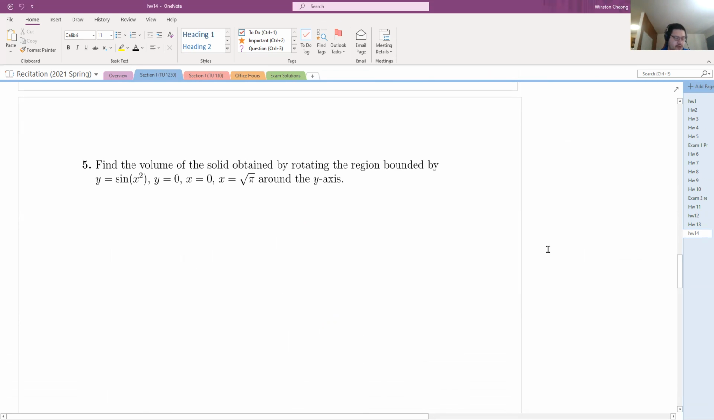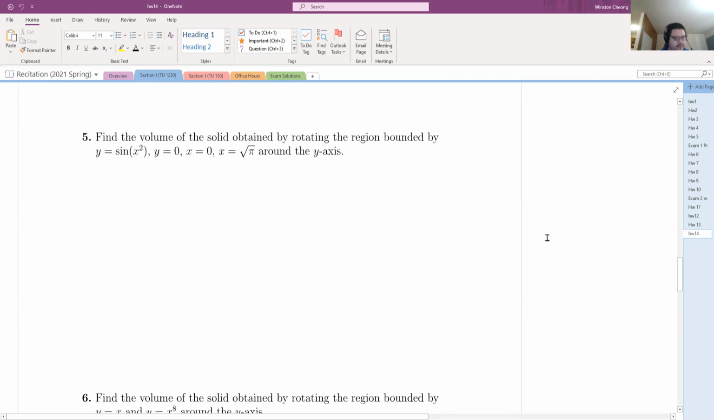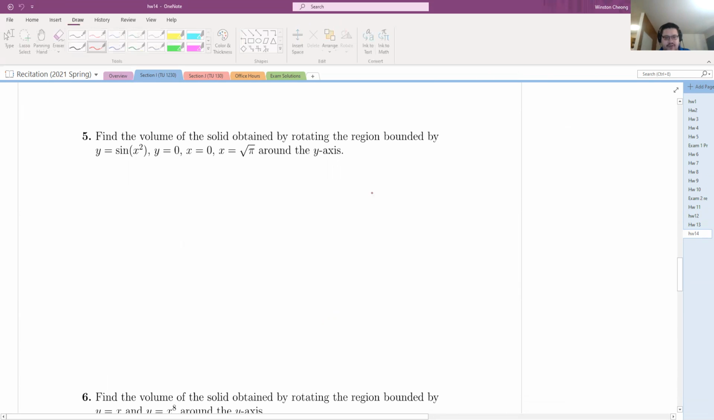No? All right. Okay, so number 5, we've got this function y is equal to sine of x squared, and these 3 lines, which should effectively bound the region we're thinking about. So let's go ahead and draw this thing and see what happens.